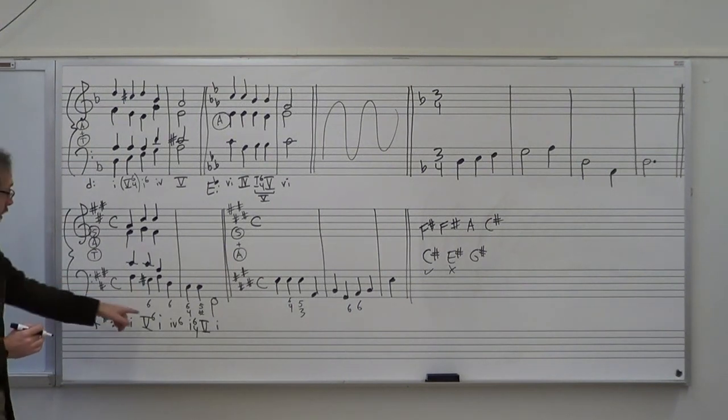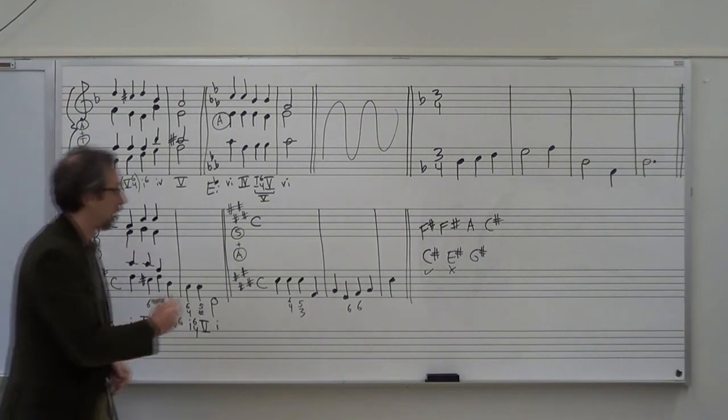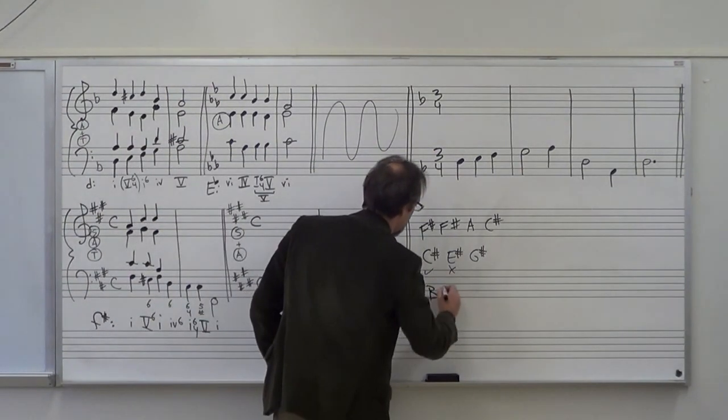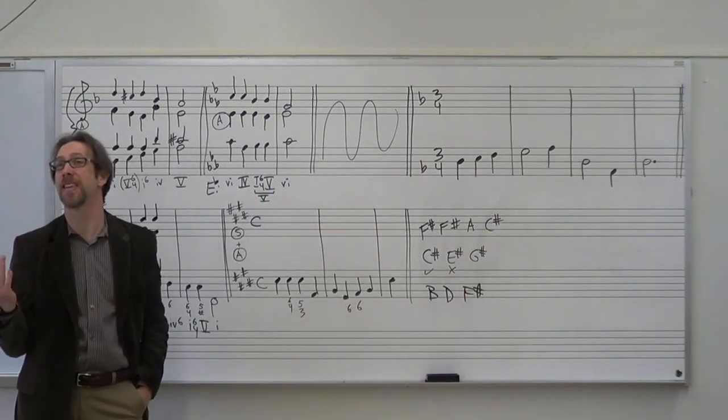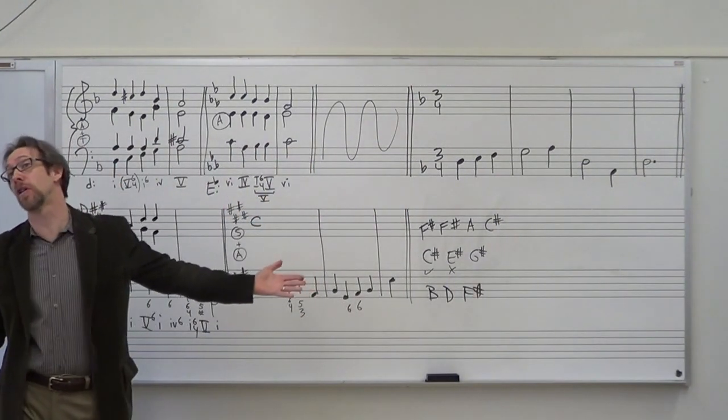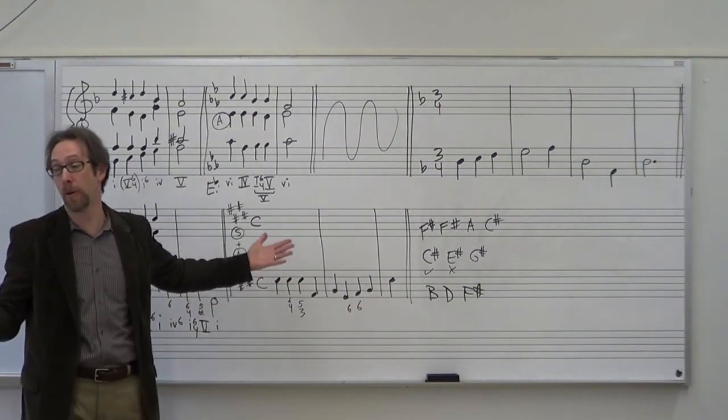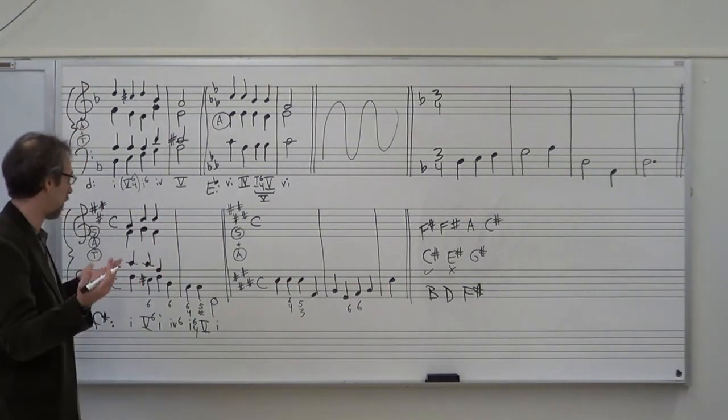Let's go with that. The 4 chord is B, D, F sharp. It's in first inversion, so I can double anything except the leading tone. None of those notes are the leading tone, so I can do whatever I want. I'm not going to predetermine what it is. I'm going to look at my voice leading.